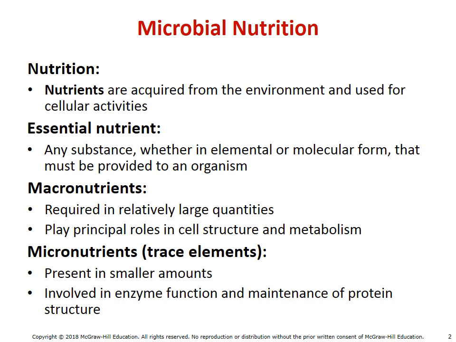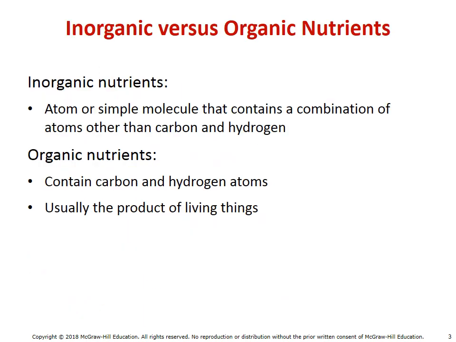Macro and micro are pretty self-explanatory. Macronutrients are things we need large amounts of, while micronutrients are things we only need small amounts of. Whenever we look at this, we can also look at it as inorganic versus organic. Inorganic means we're not going to typically have both carbon and hydrogen, while organic is going to have both carbon and hydrogen, and usually are going to be products of living things.